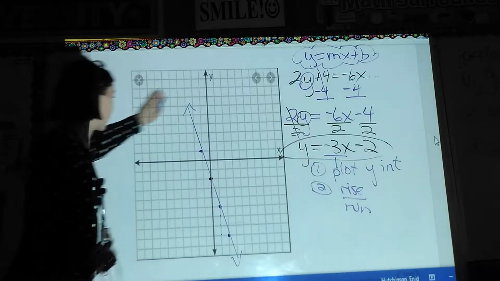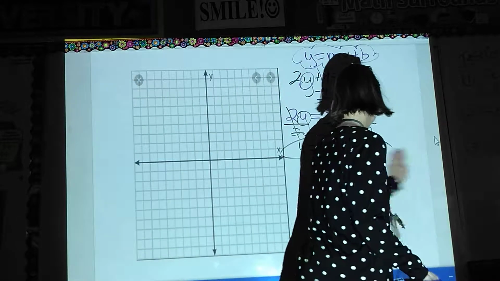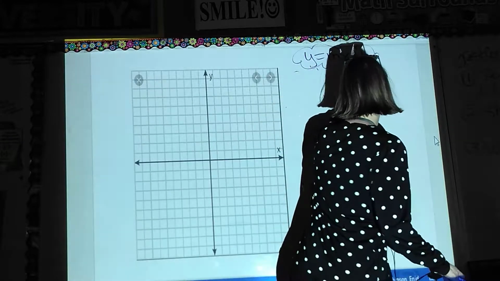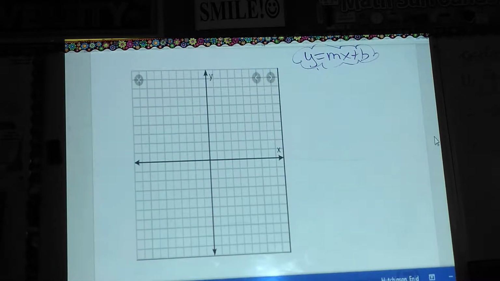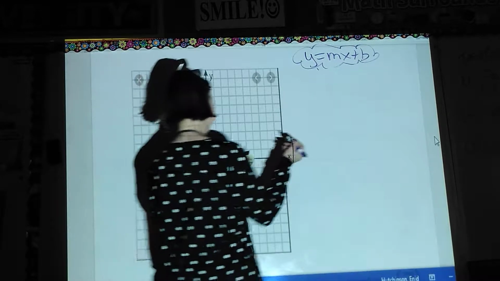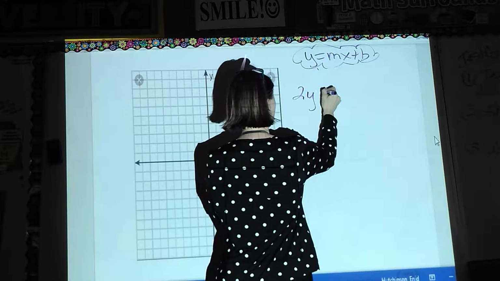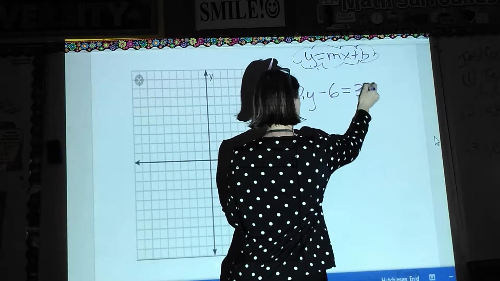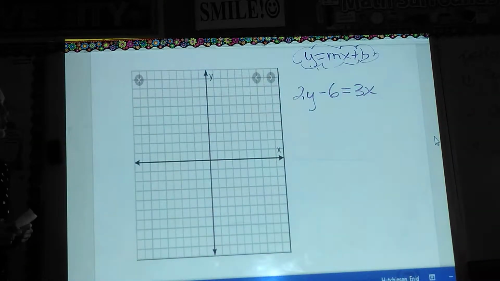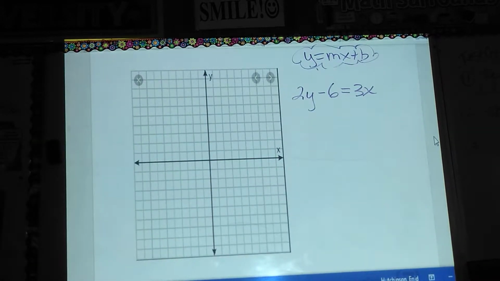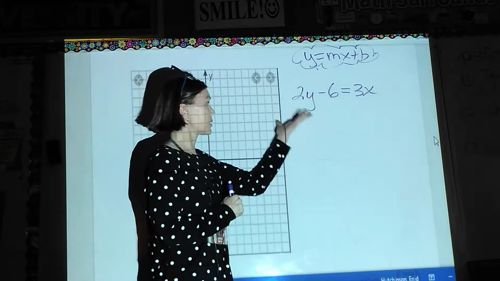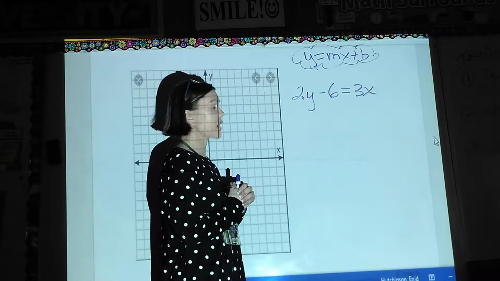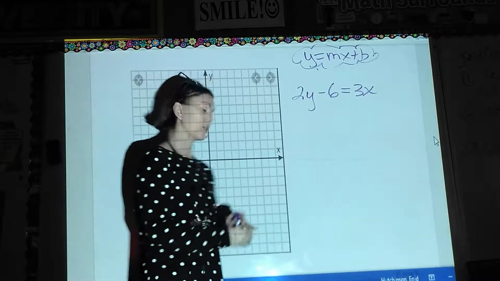So I'm going to give you another example that I want you to do yourself, and we'll go over it together, okay? So again, remember, it has to be in y equals mx plus b form first, okay? 2y minus 6 equals 3x, okay? So that's our new equation that I would like you to graph. And obviously this is not solved for y, so I would like you to solve for y first and then graph it. So go ahead and do that, and then I'll go over it with you.